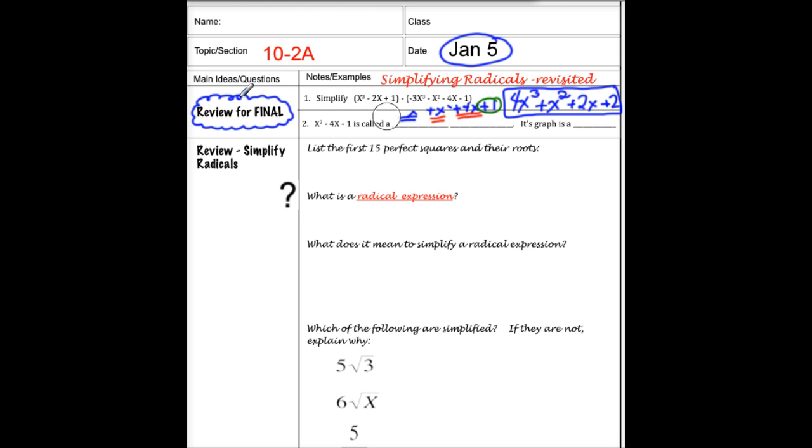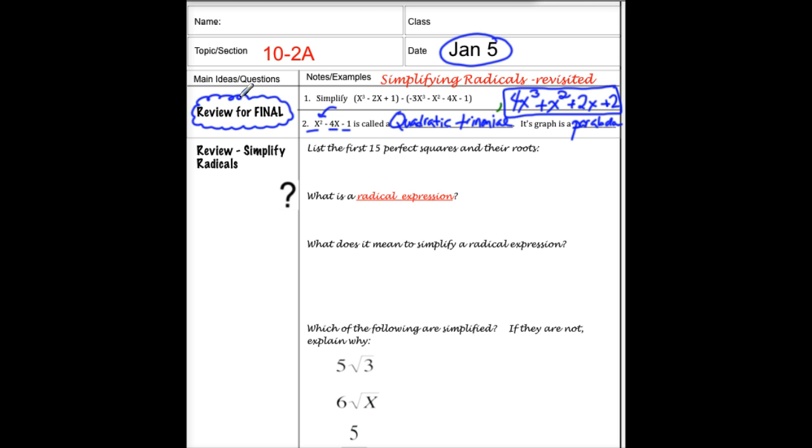Next, number 2, x squared minus 4x minus 1 is called a... Well, let's see if we remember what this is called. When we have a second degree, we call them quadratic. And when we have 1, 2, 3 terms, we call it a trinomial. So that is a quadratic trinomial, which we spent all of Chapter 9 graphing and finding the vertex and all that good stuff. And its graph was called a parabola. Not a parabola, a parabola. So that's just a little review for the final.